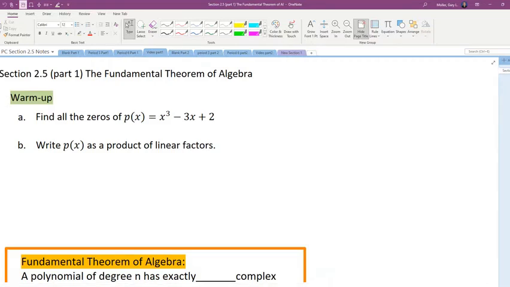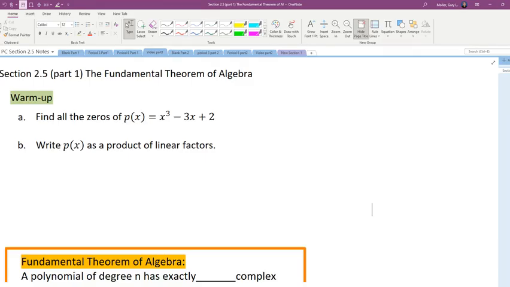All right, in this video, we're going to be talking about section 2.5, part 1. We're going to break this into two parts. And there's not going to be a whole lot new in this section. It's still basically going to be finding the zeros of polynomial functions. It's just that this time we're going to have possibly some answers that are imaginary answers. But we'll get to that soon enough.